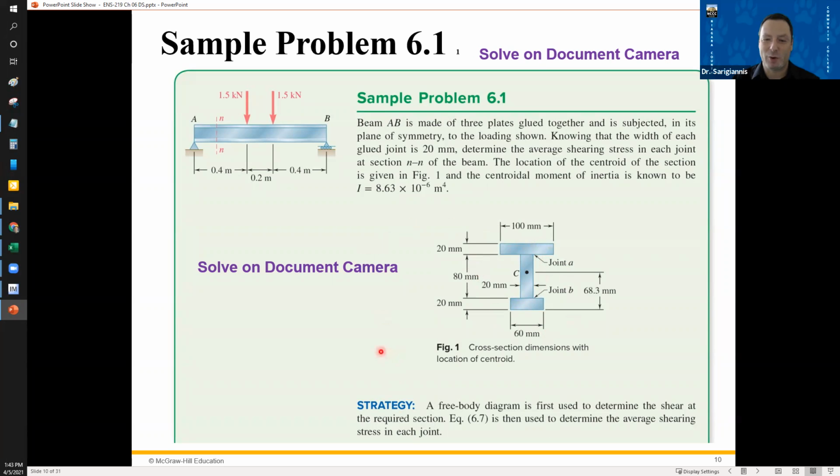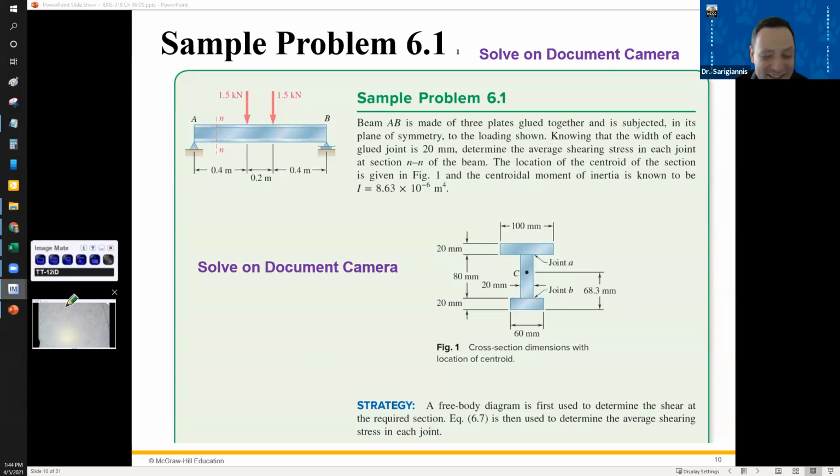And we have to determine what? What do we have to determine? Doesn't actually tell you. Oh, here it is. Determine the average shearing stress in each joint at sections NN. So each joint, right? You've got a joint here and a joint here. Joint A and joint B. It's much clearer in the other format.